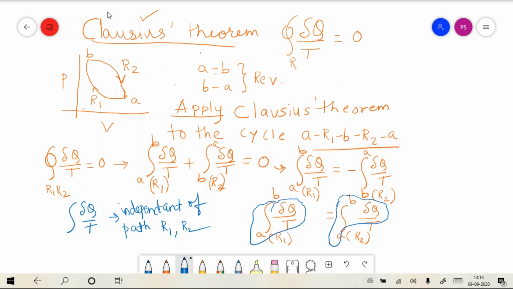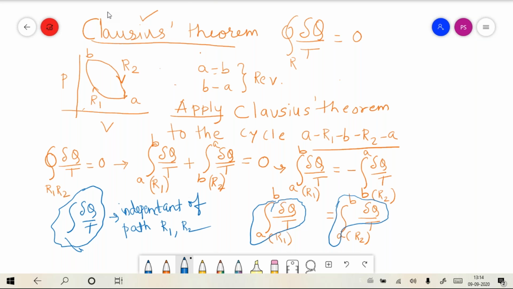In other words, this is a point function, or a state function. This is going to represent, in other words, a change of some property. We don't know what property it is, but we know for sure that this integral of del Q by T along a reversible path is showing a change of a certain property. That property we don't know.